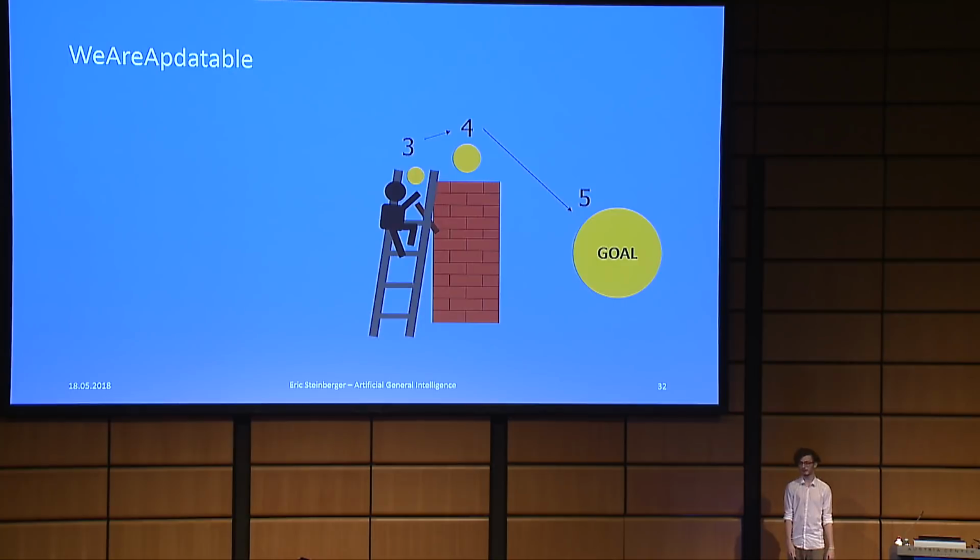And the next thing is we are adaptable. If the ladder suddenly decided to break, we'd be able to find a new plan. We'd not just blindly follow what we've thought of before and then fall down. We'd just think, oh, what can I do now? And we'd do that. So that's something we would actually like to see in reinforcement learning systems.